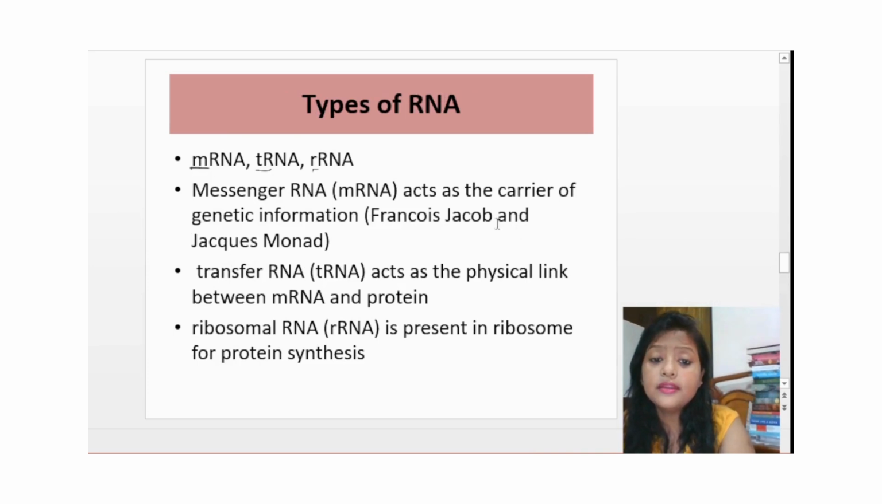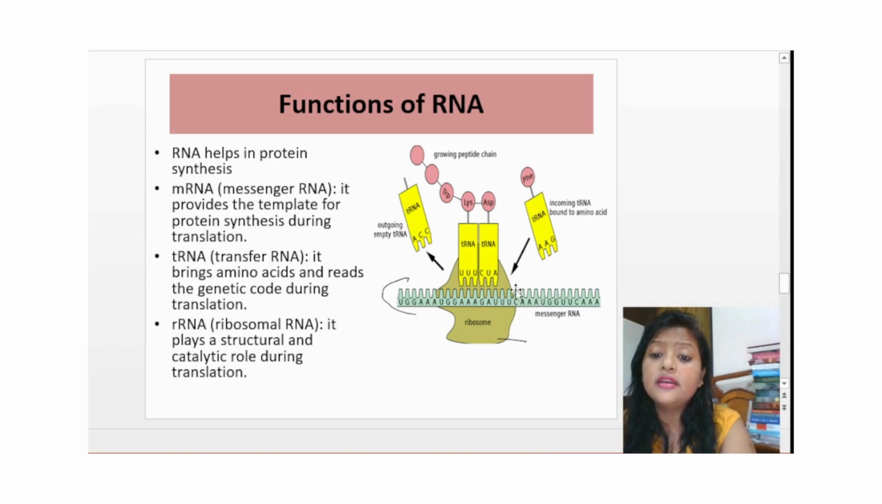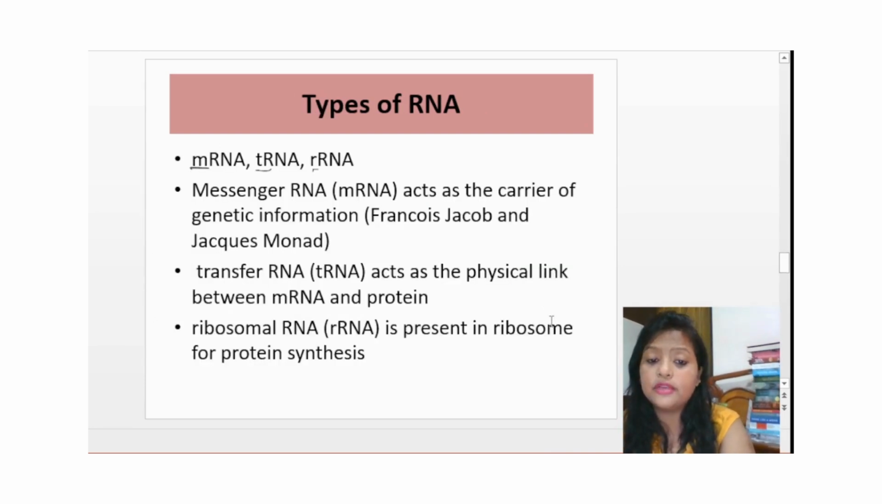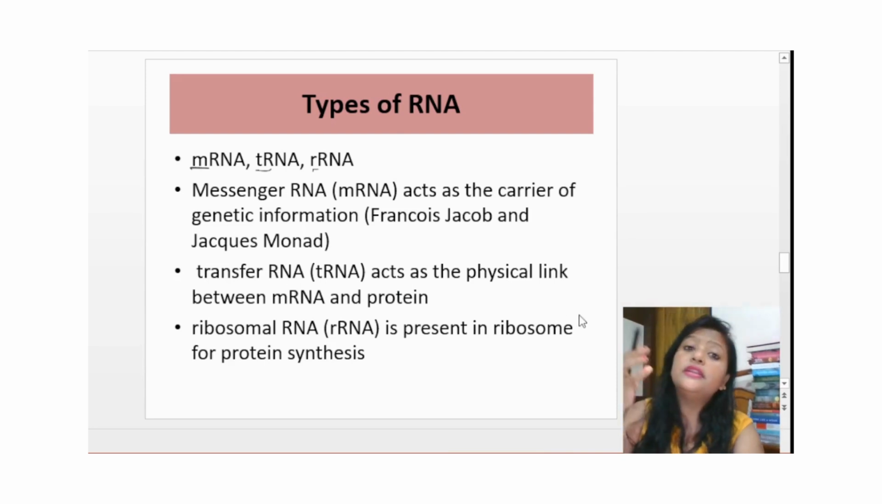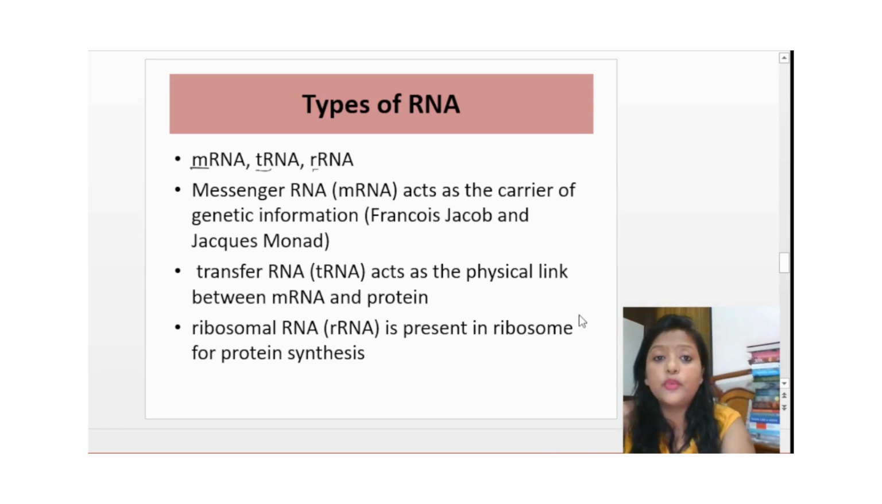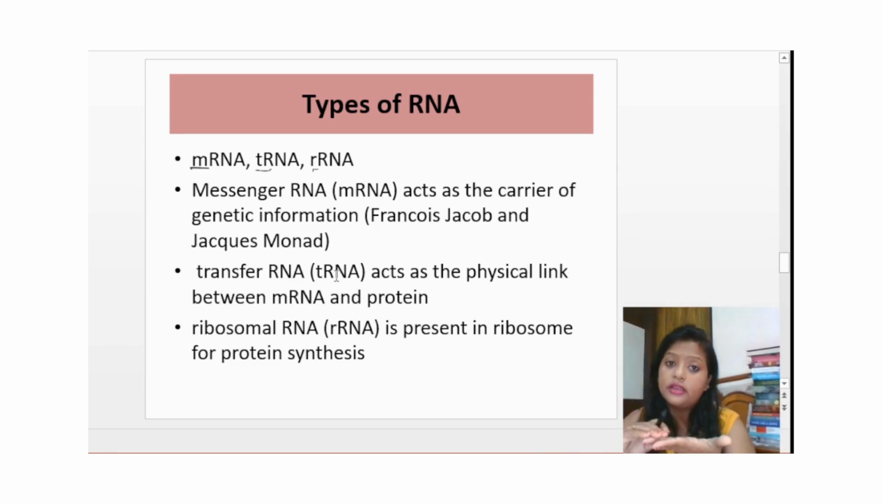The tRNA is a physical link between mRNA and protein. Here is the mRNA, and the protein will form on this side; it's not shown in this diagram. It is a link between the mRNA and protein because tRNA will bring the codons, which will be identified and will join with the mRNA, and this leads to the translation process. So mRNA acts as the carrier of genetic information, and tRNA is the physical link. It will bring the codons that need to bind with the mRNA.